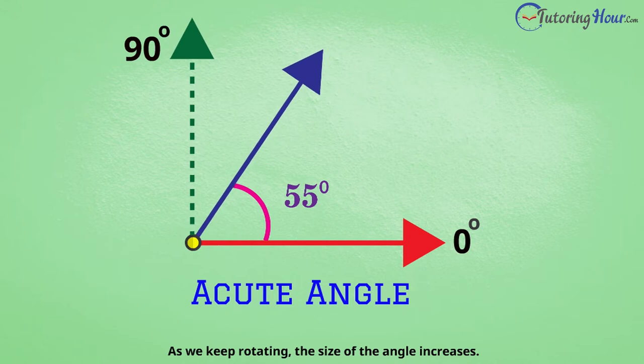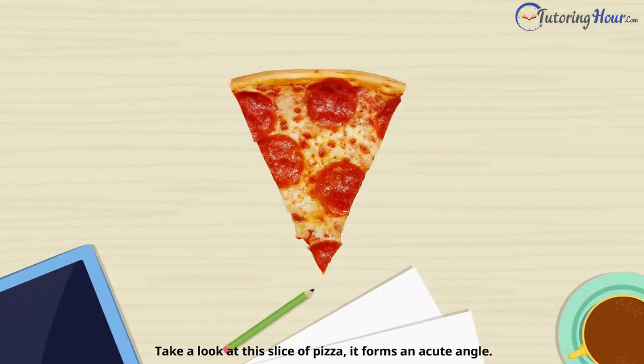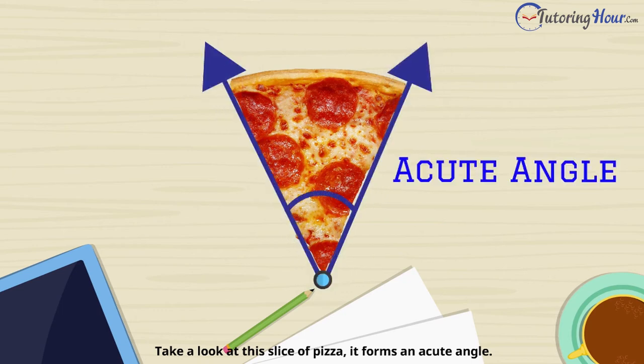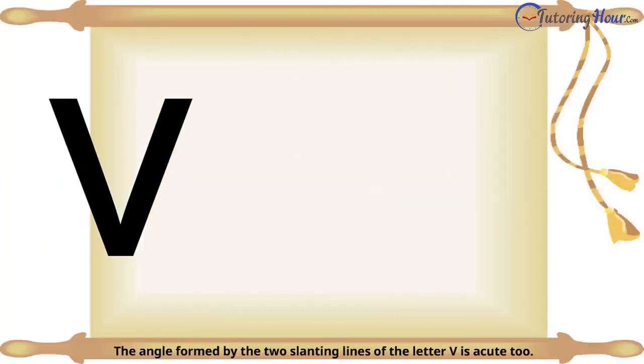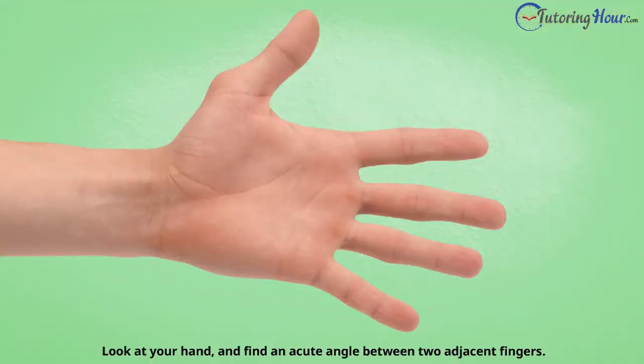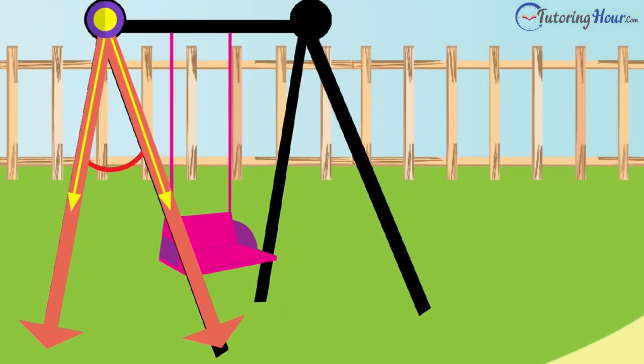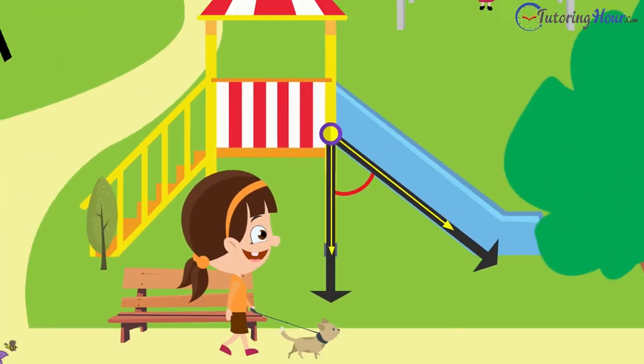As we keep rotating, the size of the angle increases. Take a look at this slice of pizza. It forms an acute angle. The angle formed by the two slanting lines of the letter V is acute too. Look at your hand and find an acute angle between two adjacent fingers. Just walk around and you are bound to make a rich list of examples of acute angles.